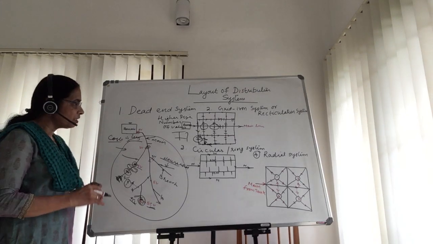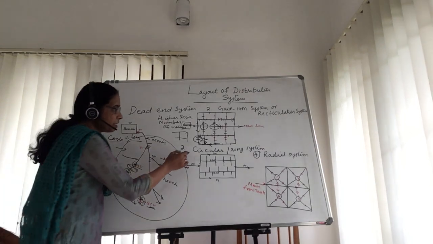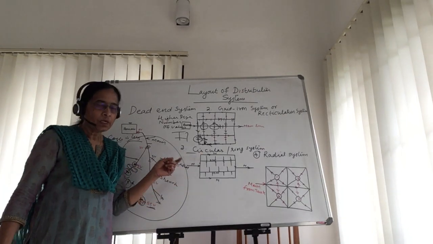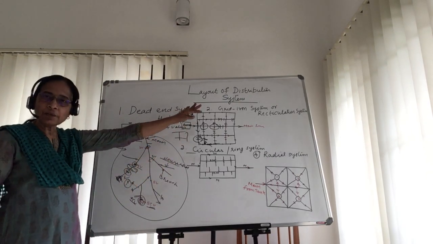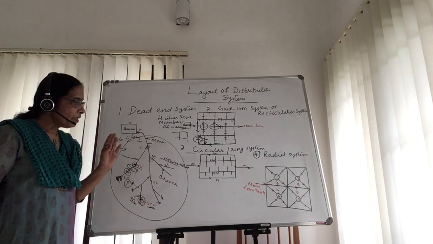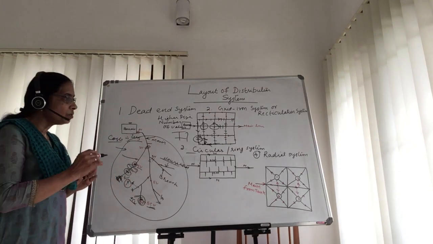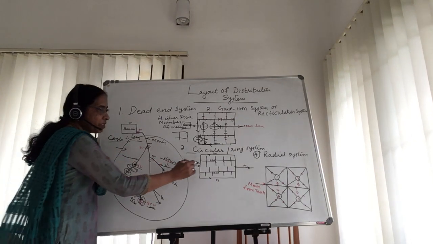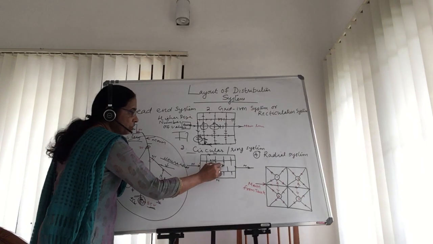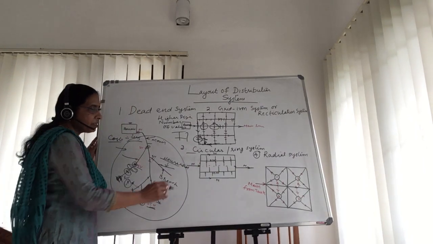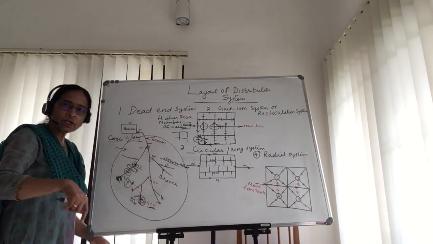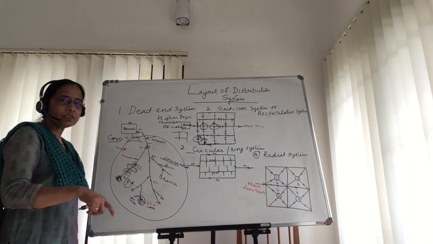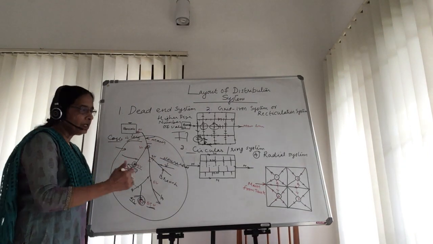And now coming to the third one. The third one is the ring or circular system. It is almost the type of grid iron, but here there is no main line passing through the center. Instead, the main line is passing around the periphery of the city.